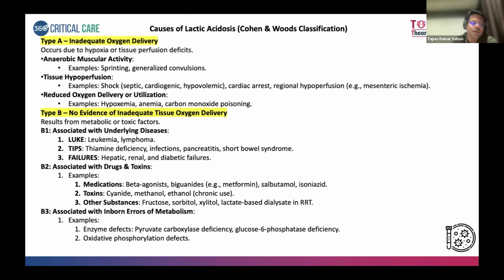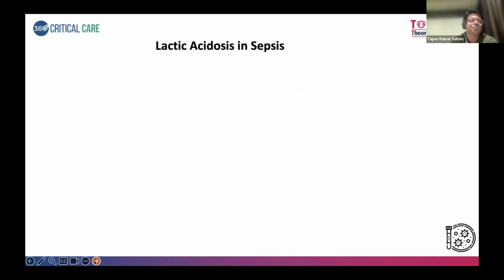Now, B3 would be the inborn errors of metabolism, like the enzyme defects, pyruvate carboxylase deficiency, glucose 6 phosphatase deficiency, or other oxidative phosphorylation defects. So this would be, in short, the Cohen and Woods classification for the lactic acidosis.